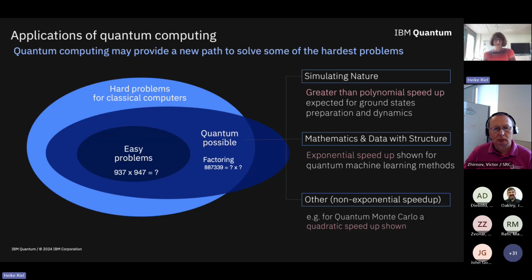But the speed up is different. We know from Shor's algorithm that there's proof that this could be an exponential speed up. This is also shown for quantum machine learning methods, but for example, for simulating nature, it can be greater than polynomial speed up, and for others like quantum Monte Carlo, for example, there's a quadratic speed up shown, but there's a lot of heuristics people are working on right now.